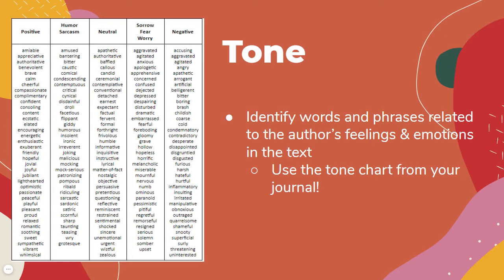And finally, we have tone. So here's a little snippet from your tone chart. If you didn't write down some tone words, I would take some time to do that now, because we're going to be talking a lot about tone when we read poetry. You're identifying words and phrases related to the author's feelings and emotions in the text.